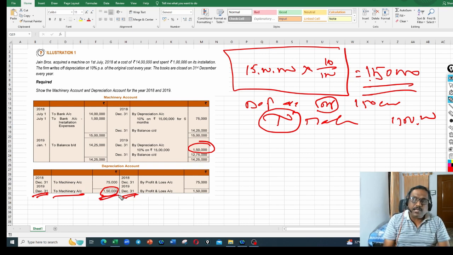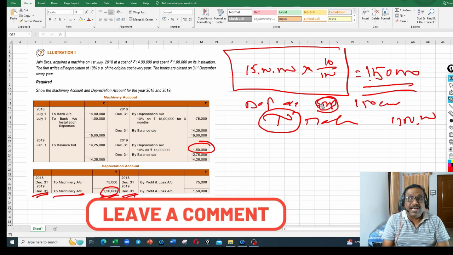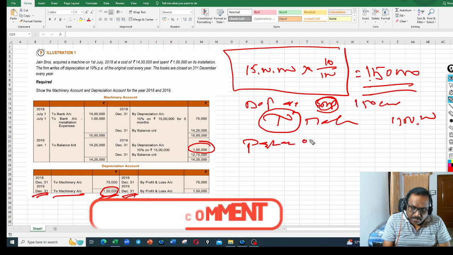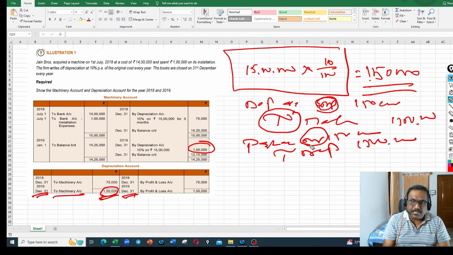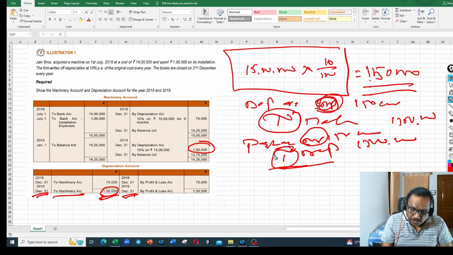After writing this entry, what am I supposed to do? This depreciation has to be transferred to profit and loss account. How do I transfer to profit and loss account? Debit P&L account 1,50,000 to depreciation account. I already explained why the depreciation account is credited and why P&L account is debited. P&L account is debited because depreciation is a loss. And depreciation account we credited because depreciation account was already in debit. Now I'm transferring to P&L account, hence I'm crediting depreciation. That's all. So in the depreciation account, by P&L account, I need to put 1,50,000. So the depreciation account is also posted.